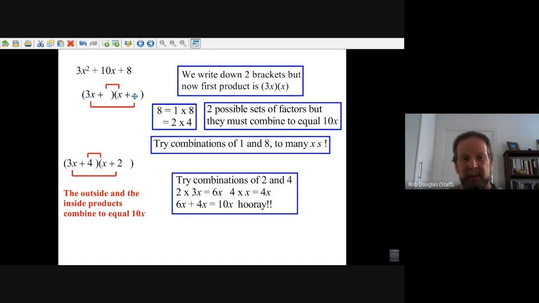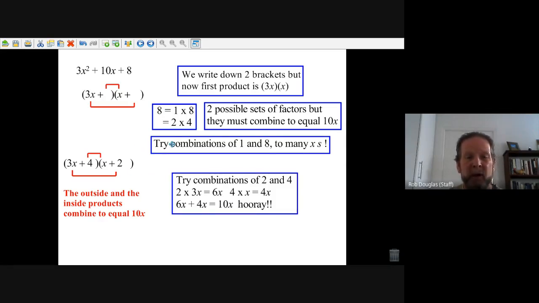3x times 8 would give me too many x's. I need to get 10x, you see. The inside and the outside have to combine to equal 10x. And so if I put an 8 there, it's just not going to work. If I put an 8 here, I'll get 8x. Well, that seems a little bit better. But if I put 1 here, I'll get 3x. And 8x and 3x just doesn't work. 11x's, too many x's, doesn't work.